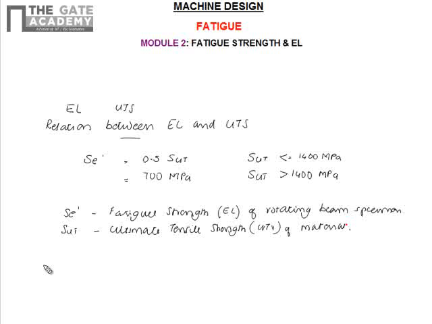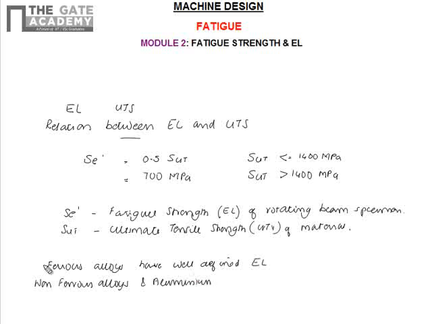And in the first module, we have seen that ferrous alloys like steel have well defined endurance limit given by the knee of the SN diagram, and we have seen that other alloys, non-ferrous alloys and aluminium alloys, do not exhibit endurance limit. This we have seen in the previous module.